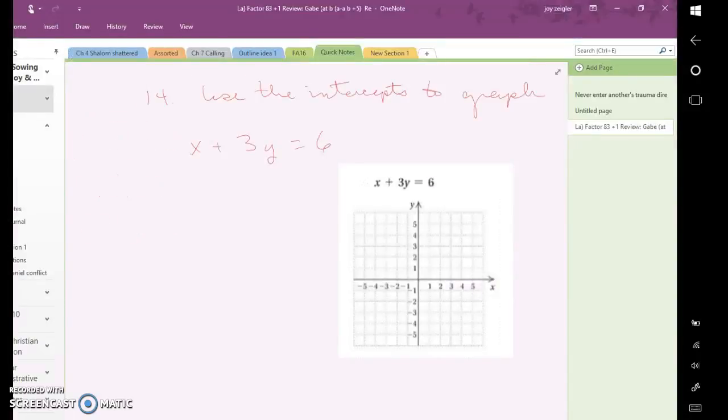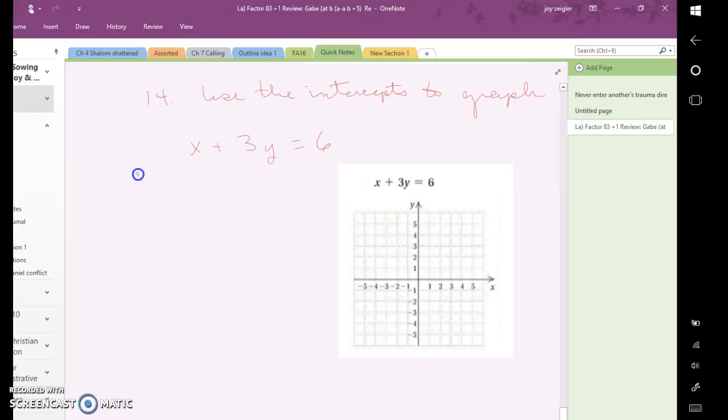Number 14, use the intercepts to graph x plus 3y equals 6. You could graph this line without using intercepts, but if you do, you'll get the problem wrong unless you just coincidentally use them. So what are intercepts? Intercepts are the places that the line crosses the x and y axis.